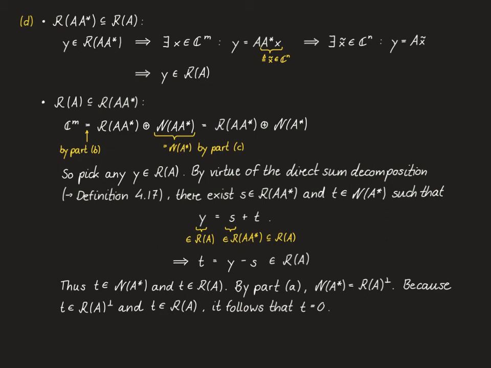Now, t is in the orthogonal complement of the range space of A and at the same time in the range space of A, and therefore the vector t has to be equal to 0. So with t equal to 0, what remains of this equation is y equals s, where s is an element of the range space of A star, and therefore y has to be an element of the range space of A star.